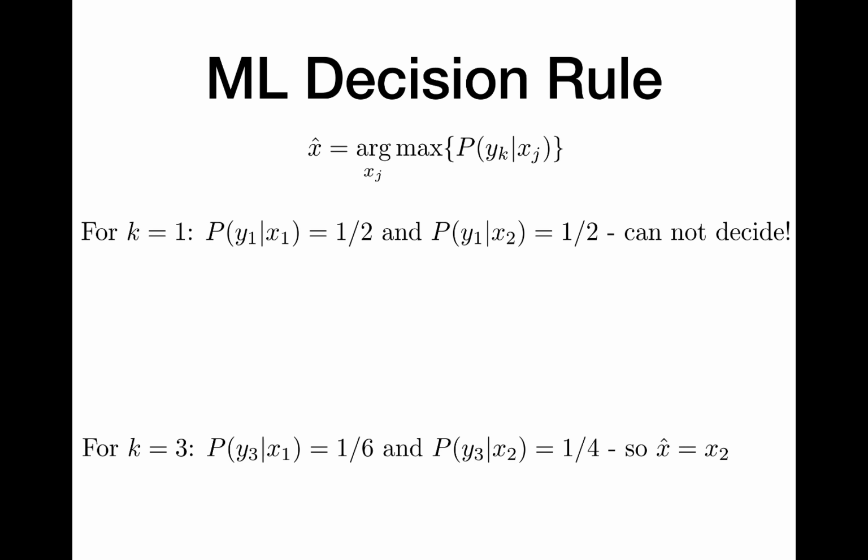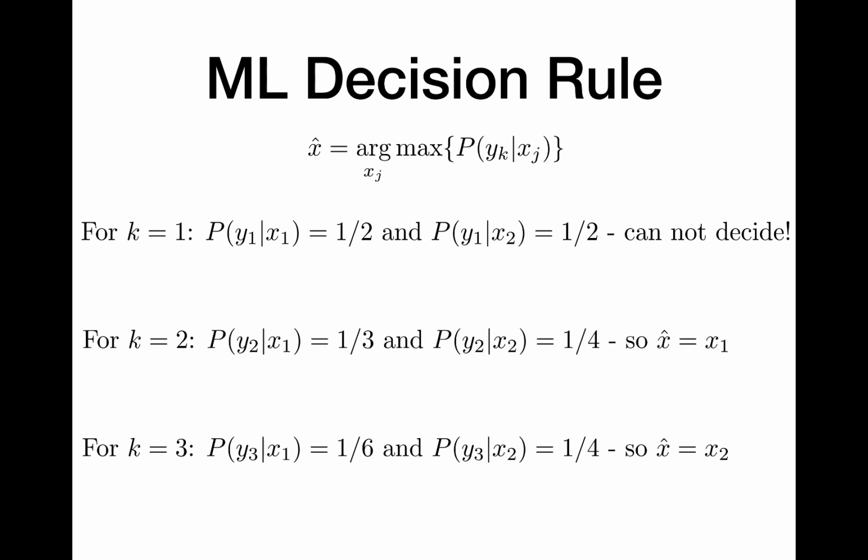Again, for k equal to 2, the probability of y2 given x1 is 1/3 and the probability of y2 given x2 is 1/4, and 1/3 is greater than 1/4. So among these two probabilities, 1/3 is maximum. So the probability of y2 given x1 is maximum, and the value of x that maximizes the two probabilities is x1. Therefore your optimum decision is x hat equal to x1.